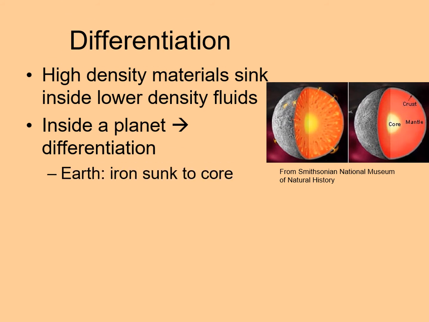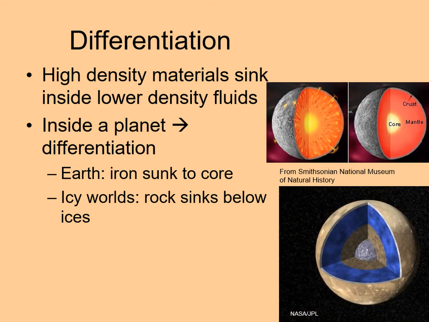Inside a terrestrial planet like Earth, this leads to the formation of an iron core with a mantle of rock surrounding it. On worlds that have a lot of ice, like many of the outer solar system moons, there can even be two mantles, an inner one made of rock and an outer one made of ice. This is a good time to point out the terminology describing interior layers.